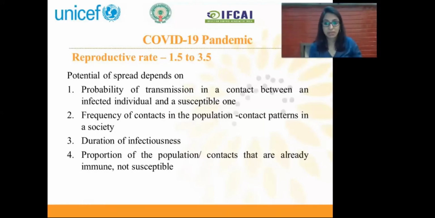When it is less than one, you will see the pandemic is on decline. When it is more than one, and for that duration of time, you see it is on the increase. And there are multiple factors which can affect the transmissibility.